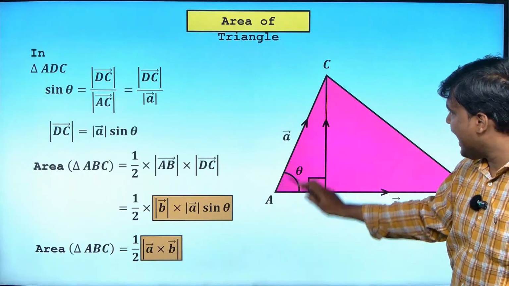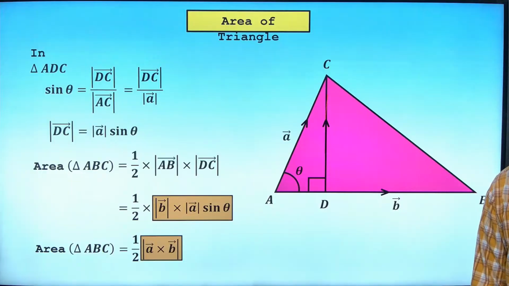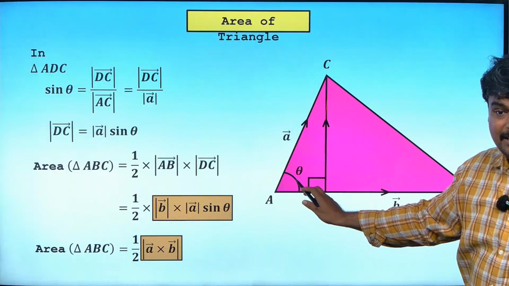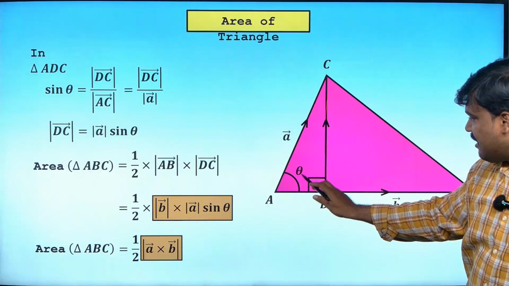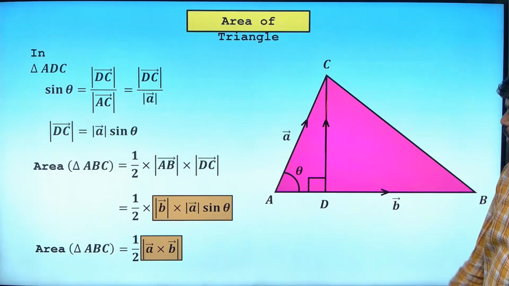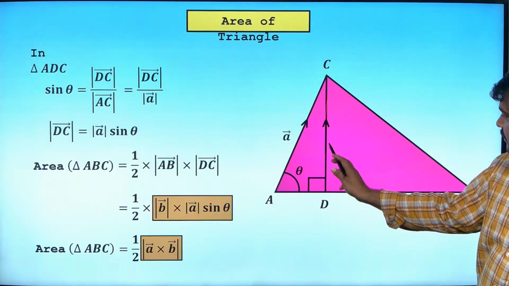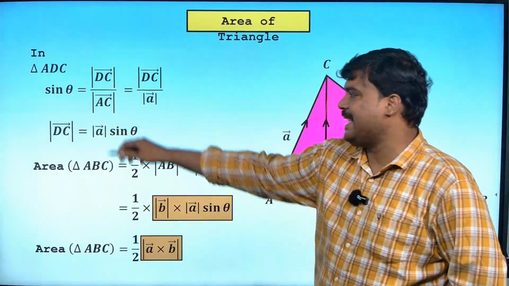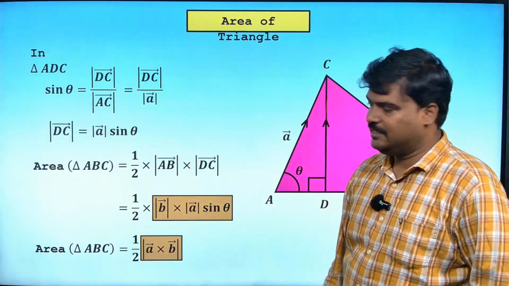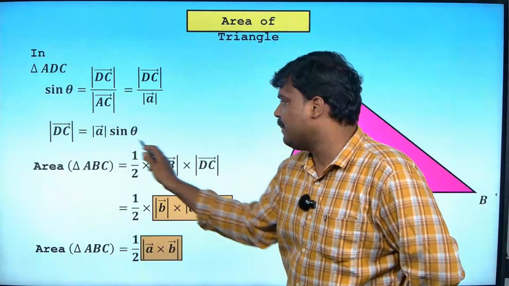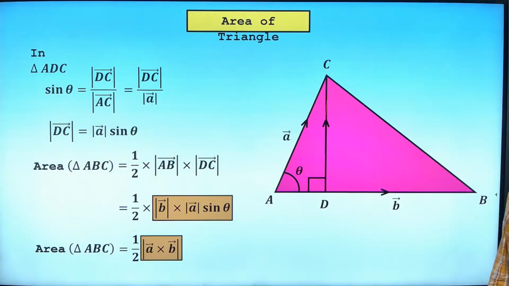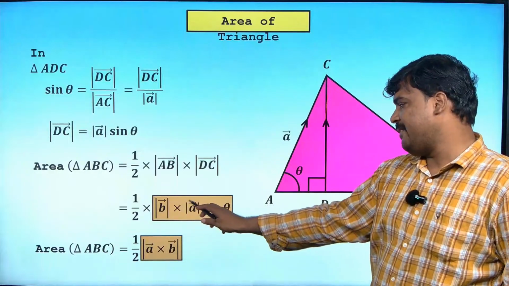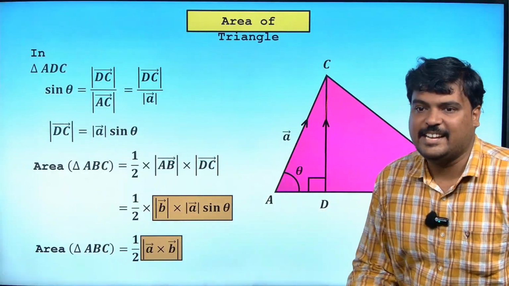Now ACD is a right angle triangle. If I want to find CD, I can use this theta. என்ன பண்ணலாம்? Sin theta யூஸ் பண்ணலாமா? Sin theta will be opposite by hypotenuse. So what is opposite here? CD. What is hypotenuse? A. So sin theta can be written as DC by AC, AC can be written as A vector. So I want DC, so this A will go there, which will become A sin theta. So now I have modulus of B vector into modulus of A vector sin theta. Hey, நல்லா யோசிச்சு பாருடா.